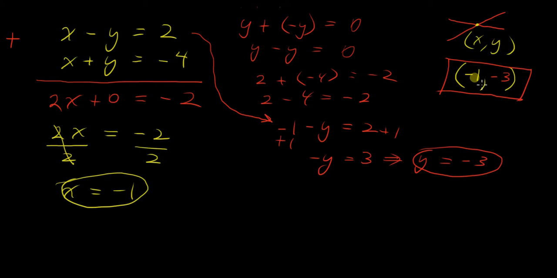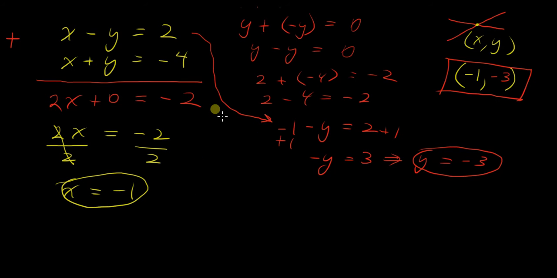You can take the negative 1 and plug it in for both the x's here and take the negative 3, plug it in for both the y's, and you will see it makes the top equation true and the bottom equation true also.